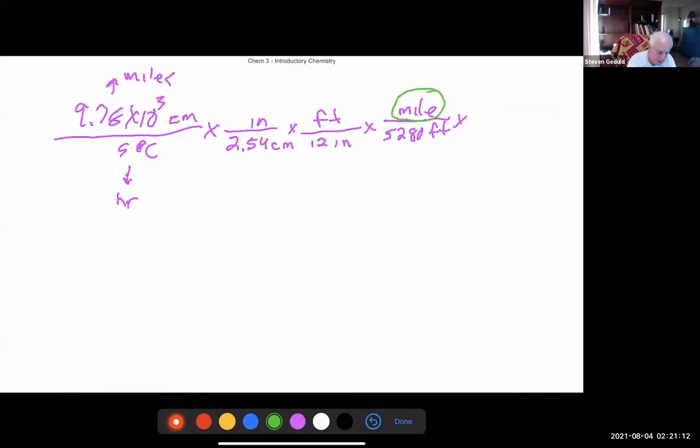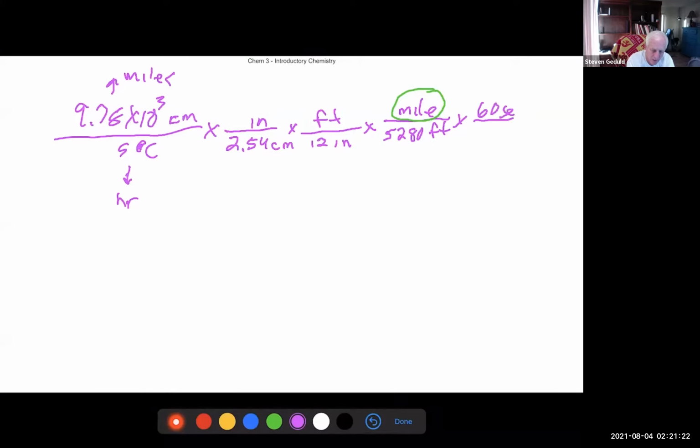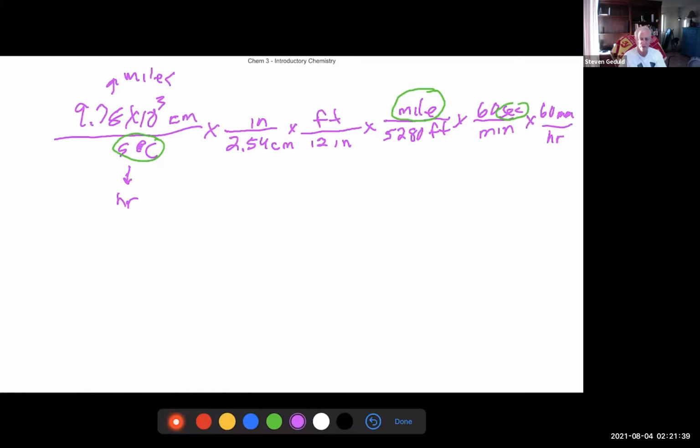We're done with the top ones. Now let's do the bottom ones. The bottom ones are seconds. I know there's 60 seconds in a minute, which lets me go from seconds to minutes. And I know there's 60 minutes in an hour. Now I've got hours. I've got miles per hour. Those are the units that are left.